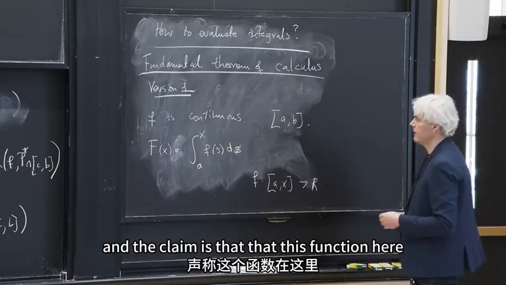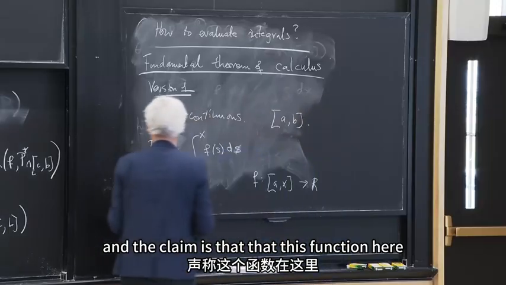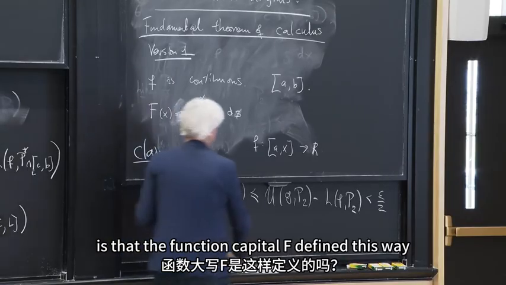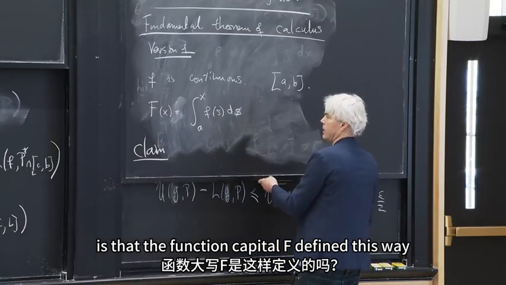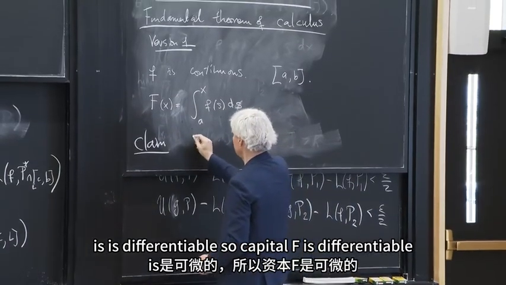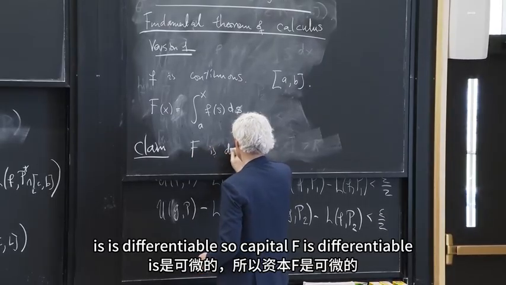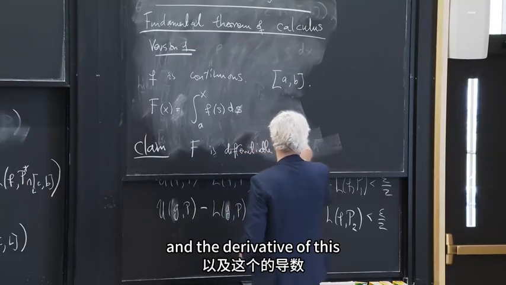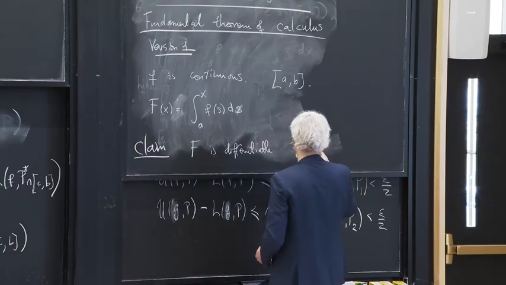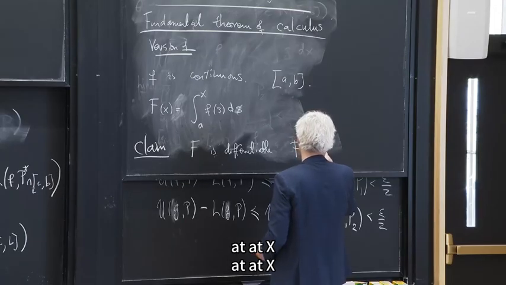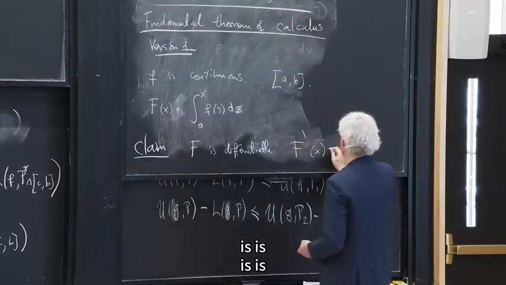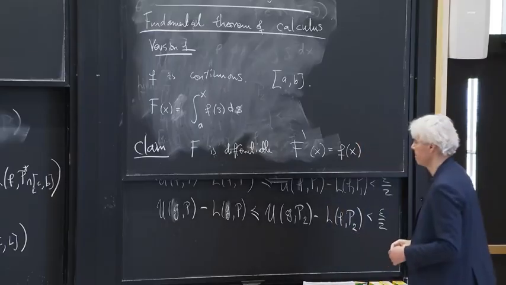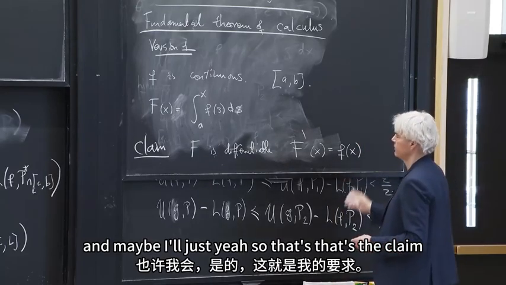And the claim is that the function capital F defined this way is differentiable. So capital F is differentiable, and the derivative of this at x is little f of x. So that's the claim.